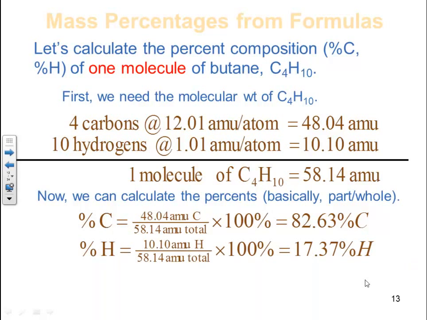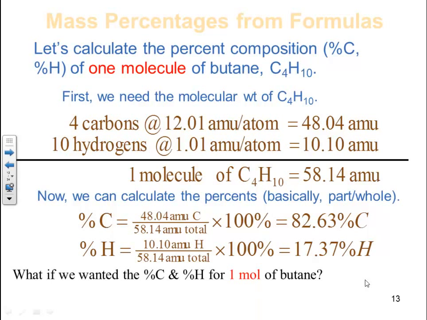Do the same thing for hydrogen. We know we have 10.10 contributing to the whole. Divide that by the 58.14 times 100 gives me 17.34% hydrogen. Now this is the percent carbon and hydrogen for one molecule of C4H10.